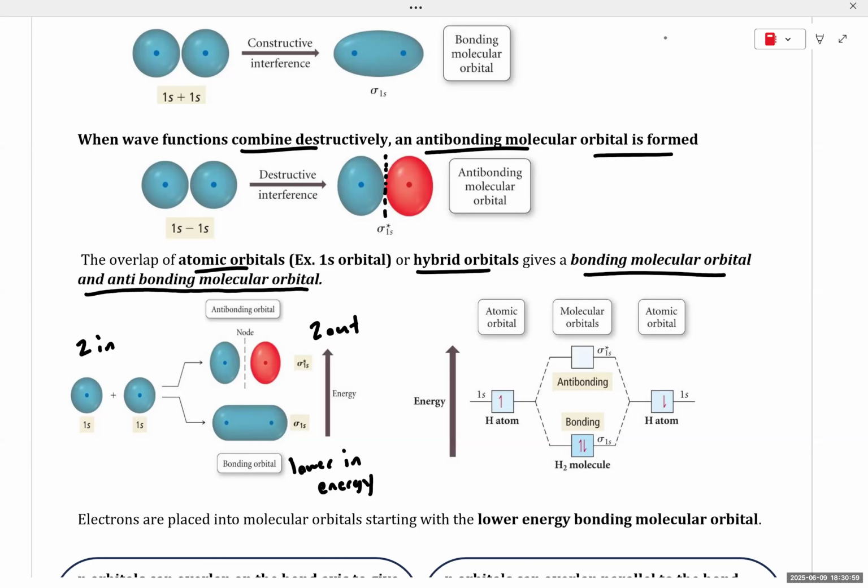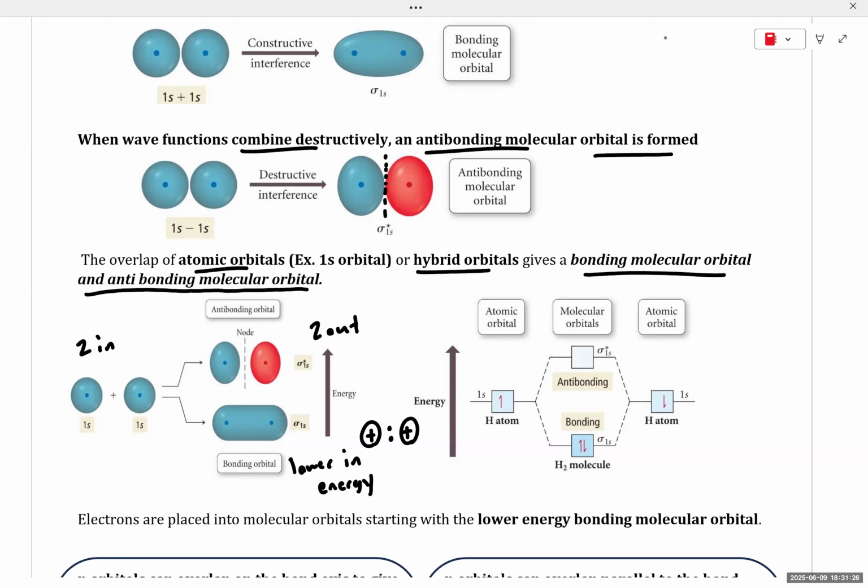This makes intuitive sense. The same reason why bonding electrons are lower in energy. If we have these electrons and we place them in between two positively charged nuclei, we're sharing electron density between our two atoms, our electrons are going to be lower in energy. That makes sense intuitively.